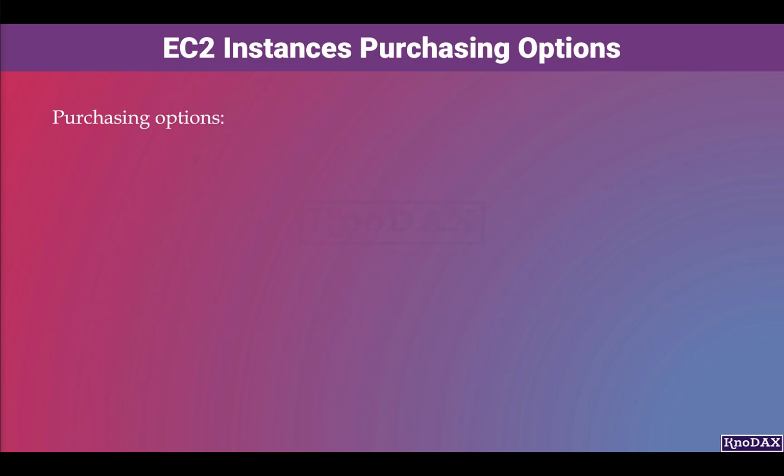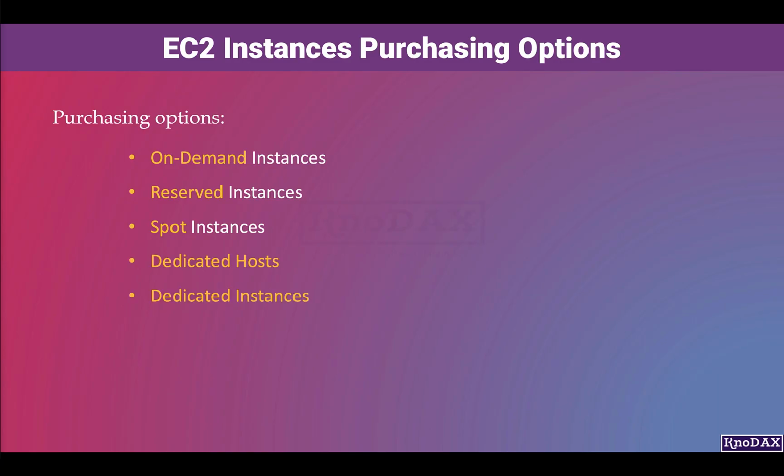When purchasing EC2 instances, there are different purchasing options. They are on-demand instances, reserved instances, spot instances, dedicated hosts, dedicated instances, and savings plans. In this video, we will talk about on-demand purchasing option.